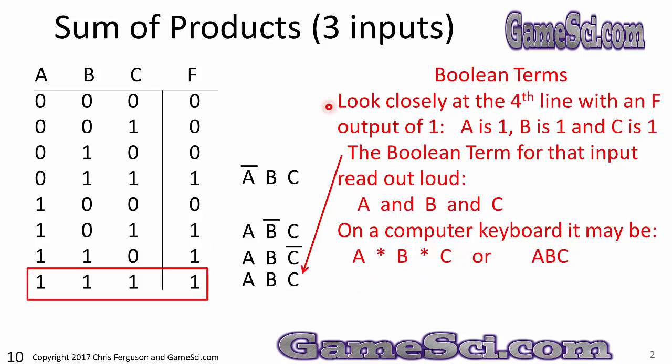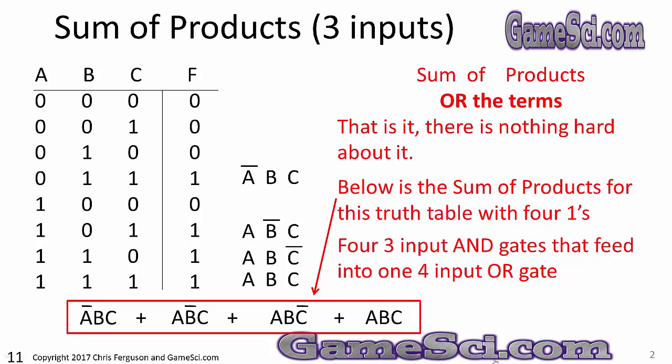Look closely at the fourth line with an F output of 1. A is 1, B is 1, C is 1. That produces a 1 on the output. The Boolean term for that input read out loud: A and B and C. On a computer keyboard, you might type it like so. Sum of products, or the terms. That is it. There's nothing hard about it.